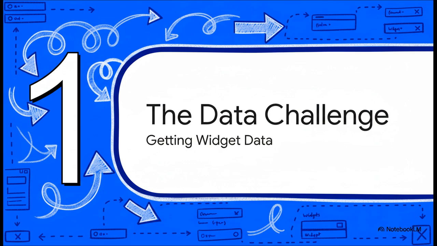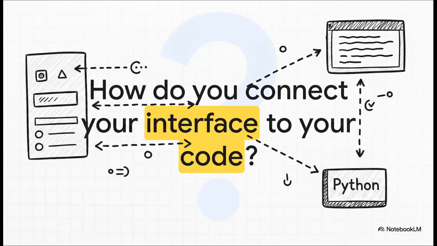Okay, so let's start with that fundamental challenge. How data flows, or maybe more accurately, how it doesn't flow easily at first. You've done the work, right? You've built this beautiful user interface. You've got buttons, you've got entry fields, checkboxes. It looks great. But now what? How do you actually get your Python code to know what the user is typing? How does that data get from the screen into your program?